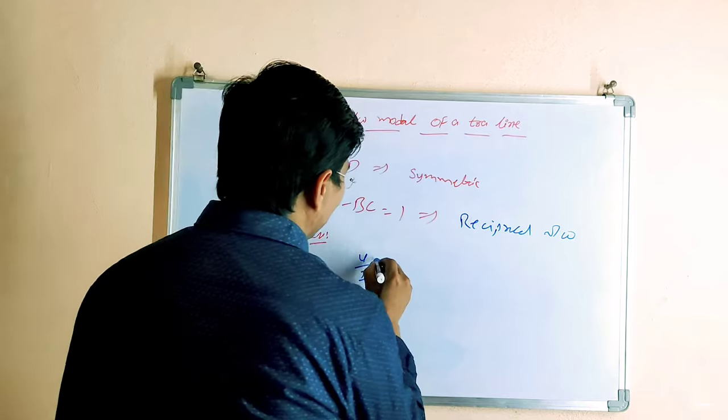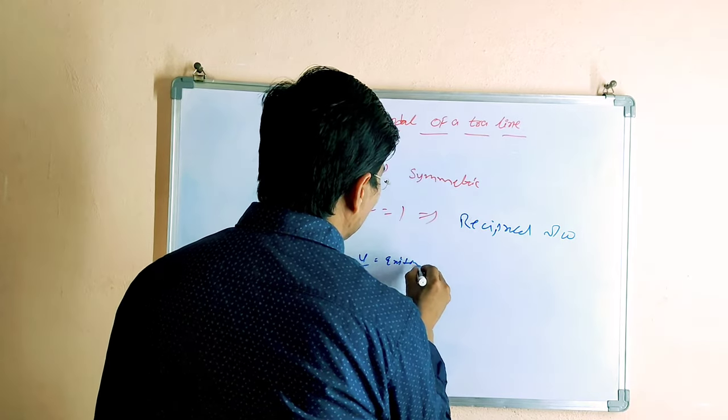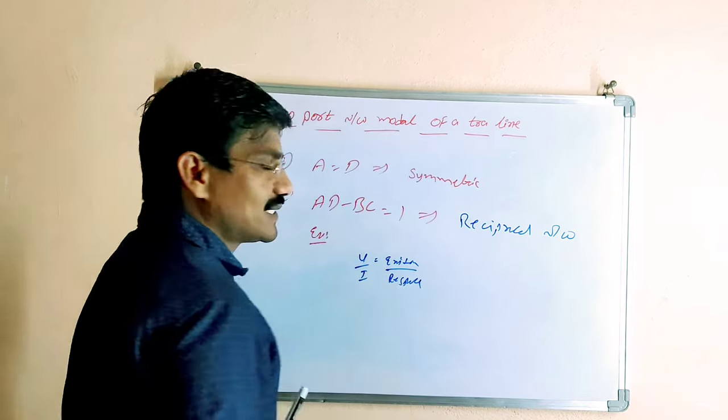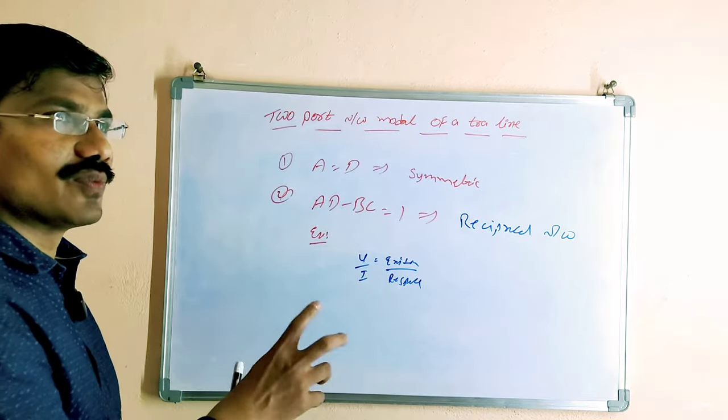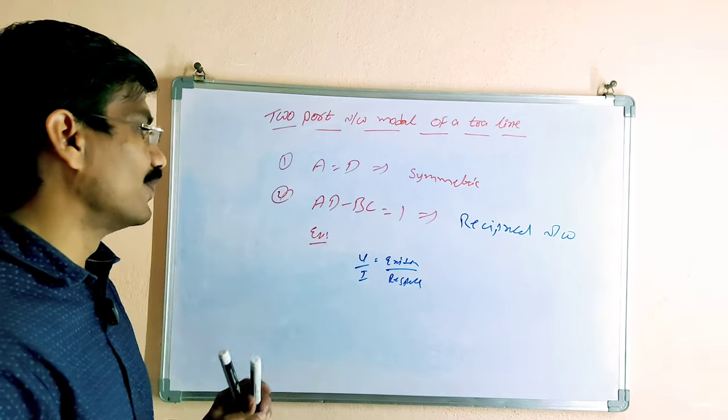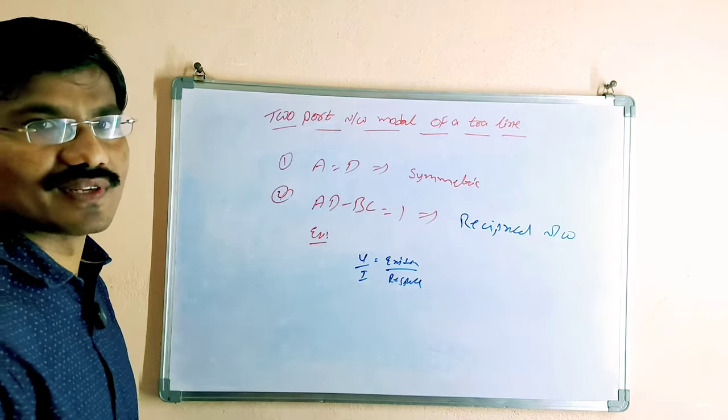This is called the excitation and this is called the response. Even after the excitation and the response are interchanged, the result is the same. That is called a reciprocal network.